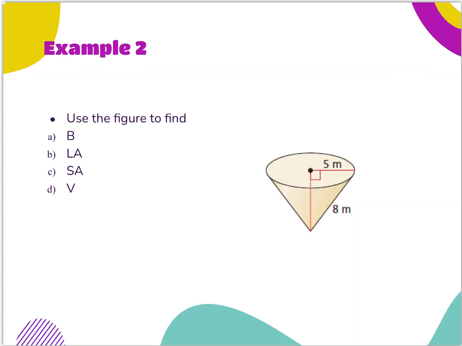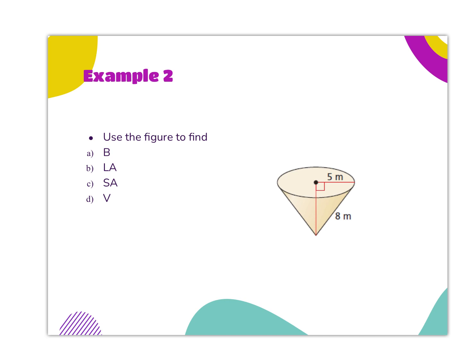So now we come here and it wants us to find the figure. We've got a cone, it's upside down, but it's the same thing. We see that the radius is 5, and the 8 that they gave us is the slant height. So the slant height is 8 meters.